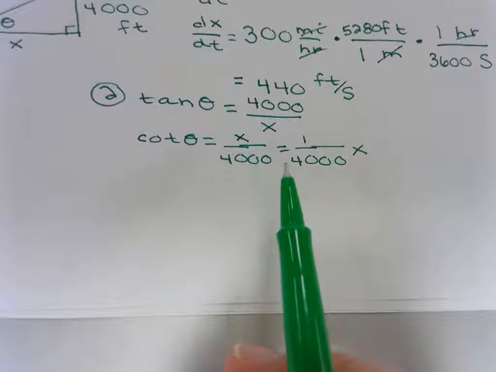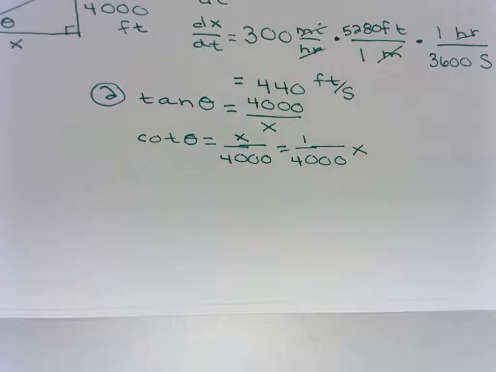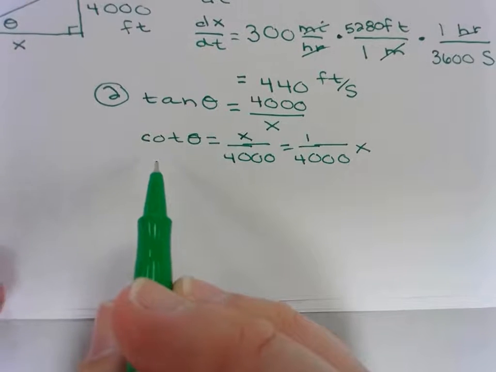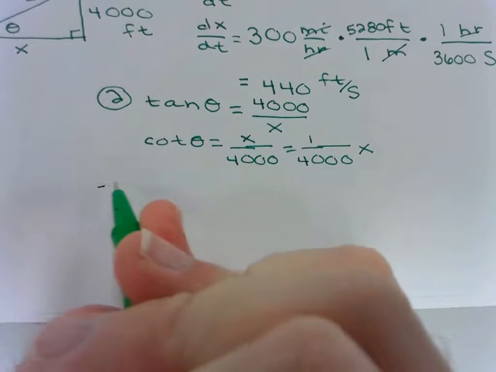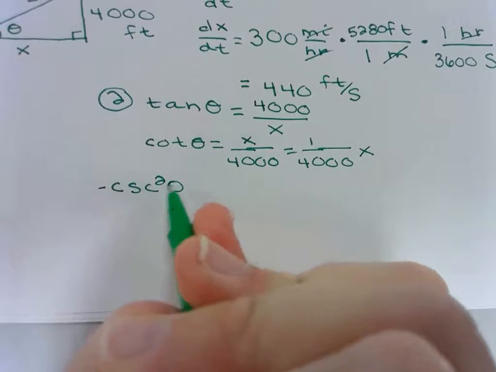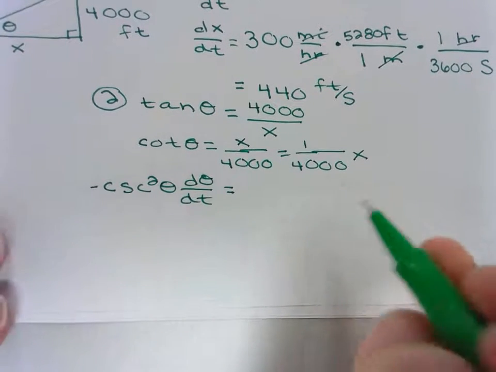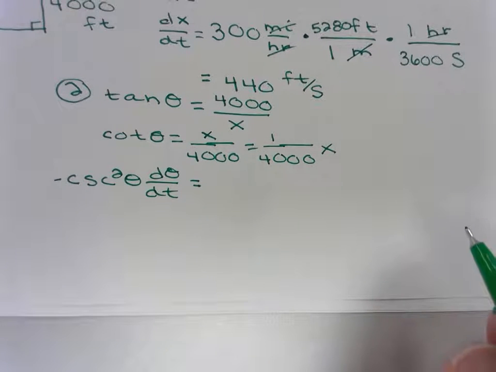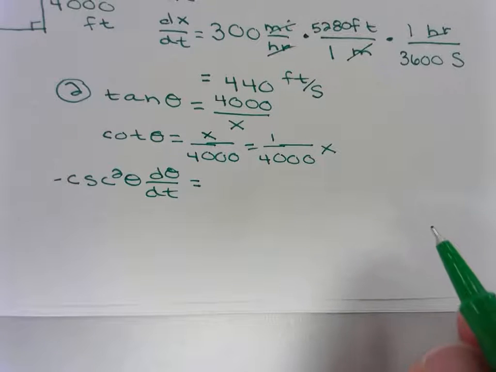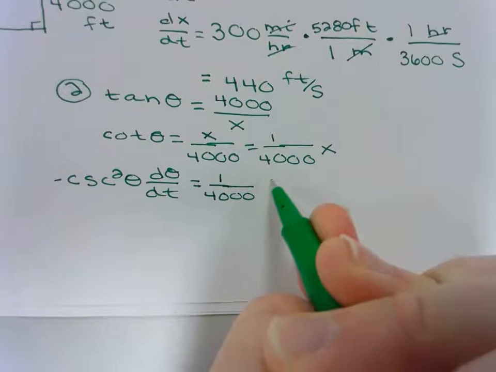which will be a lot easier when I take the derivative. So I don't do anything with the dx/dt because that is the derivative. So I plug that in until after I take the derivative. Now let's take the derivative of this. Derivative of cotangent theta, we want to have it memorized by the end of the week: negative cosecant squared theta, d theta over dt, because I took the derivative, equals derivative of 1 over 4,000 x. One over 4,000 what? dx/dt.